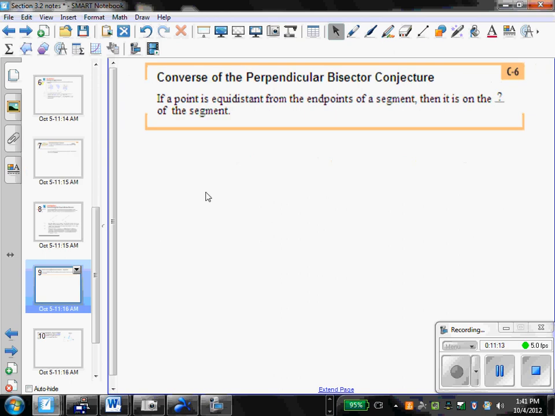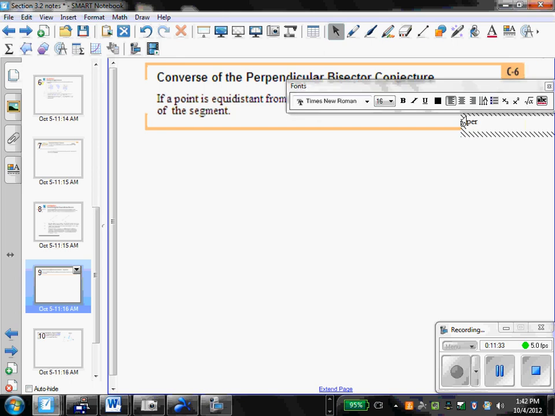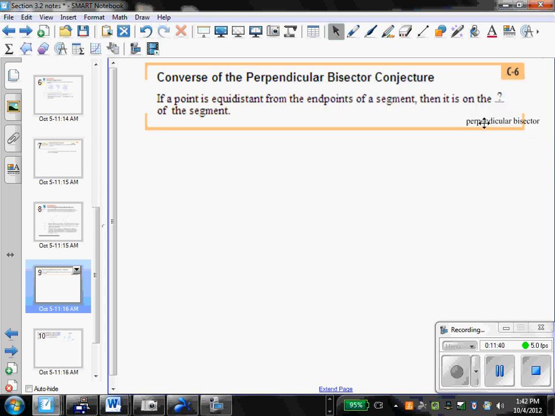Indeed it is. So the converse of the perpendicular bisector conjecture is your next conjecture, conjecture 6. If a point is equidistant from the endpoints of a segment, then it is on the perpendicular bisector of the segment. So you can fill in perpendicular bisector into the blank, and that is conjecture 6.